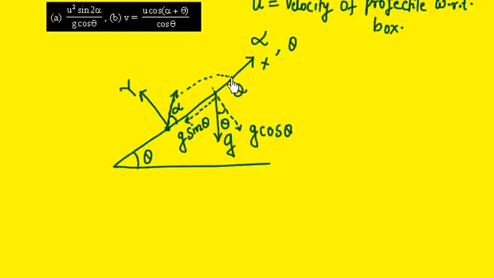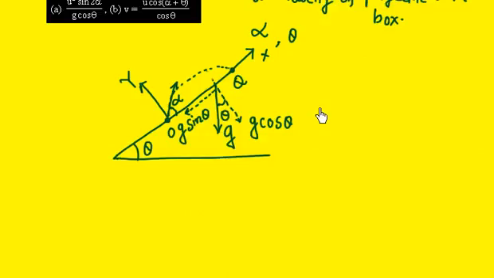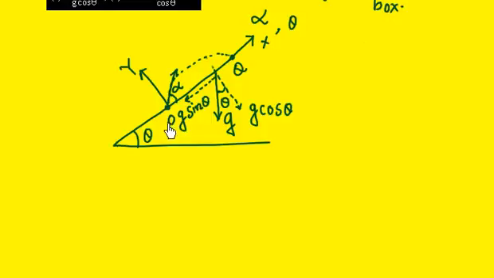Now finally the particle landed here. We have to find the distance along the incline. Let us call this point P. What we have to find is the distance along the incline, that is PQ. This is my target. How will we proceed? To proceed, we can write the equation in this direction, and the equation in this direction.